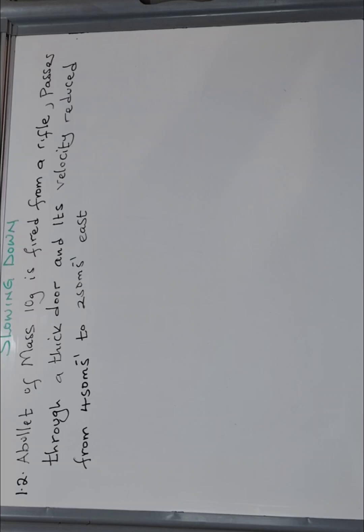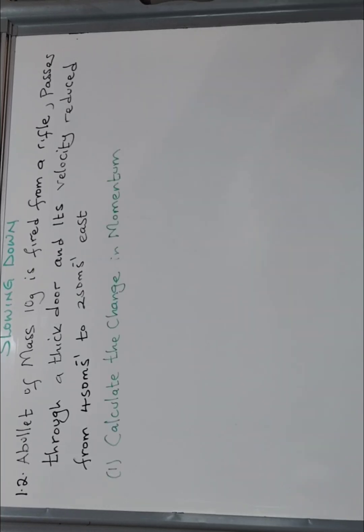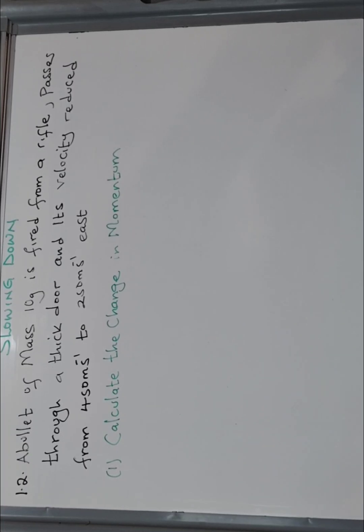There we are. This is one example of slowing down. The question says that a bullet of mass 10 grams is fired from a rifle, passes through a thick door, and its velocity is reduced from 450 to 250 m/s east. So the bullet's velocity is reducing but maintaining the same direction. Then the question says, calculate the change in momentum.